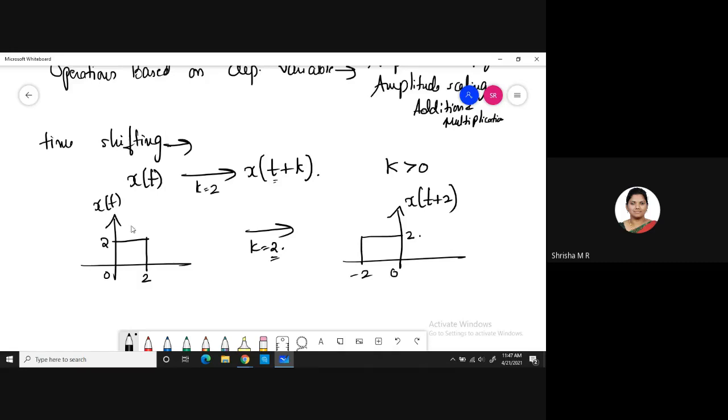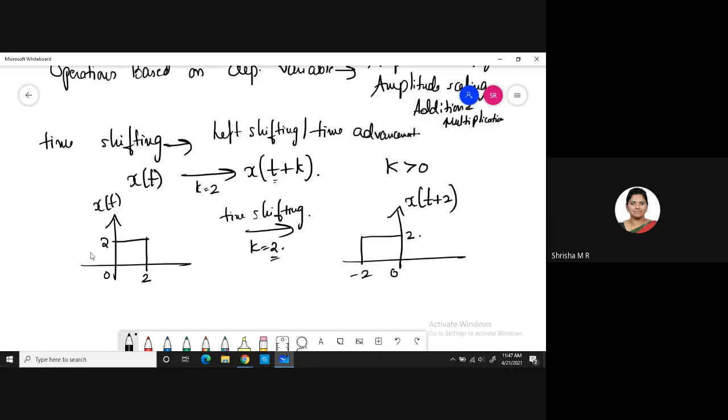So what is happening if x of t is my original signal? I'm time shifting it. The signal is occurring 2 seconds earlier. The signal at time t equal to 2 is moving forward by 2 seconds. Clear? And the signal at 0 is going to minus 2. Following? This is the case of left shifting or time advance. Time advancement.